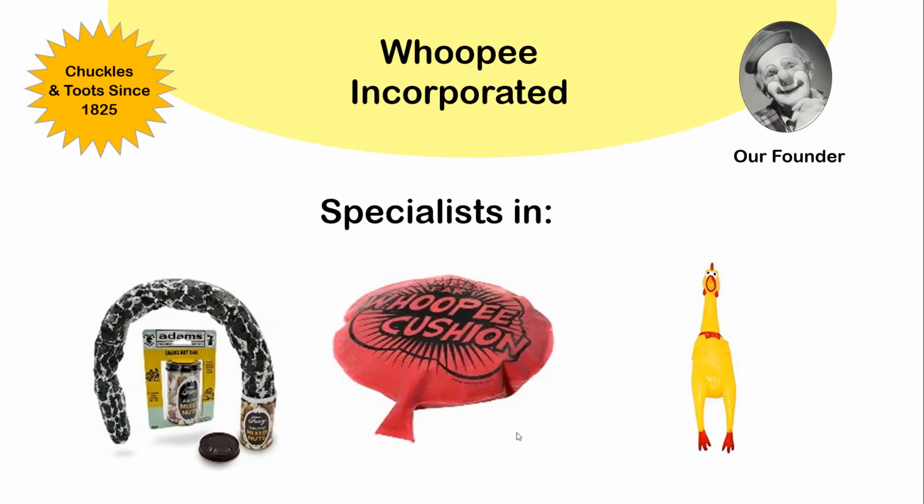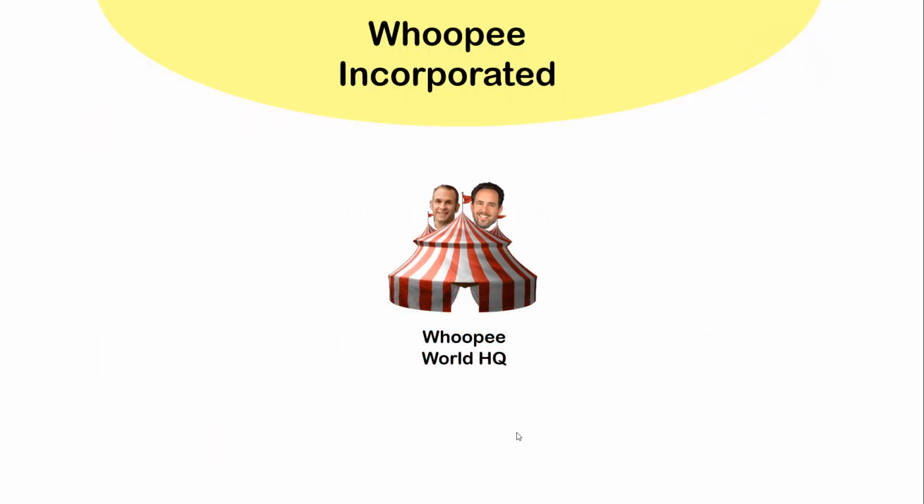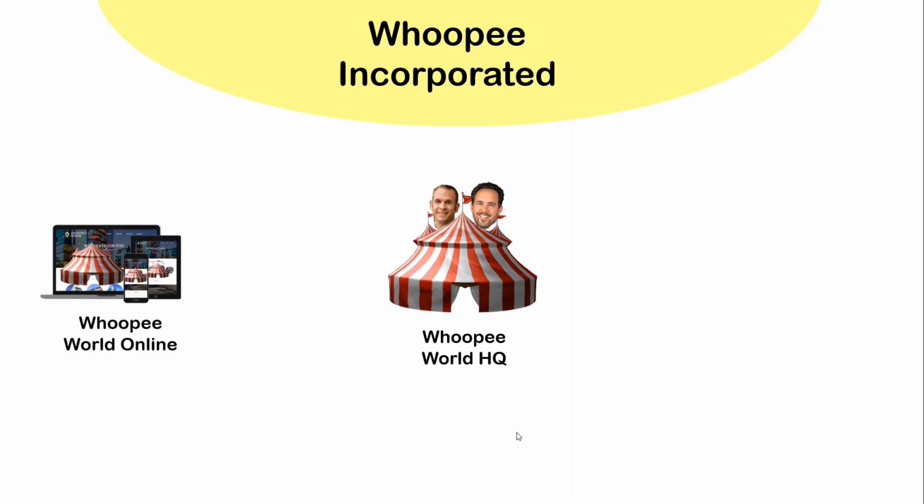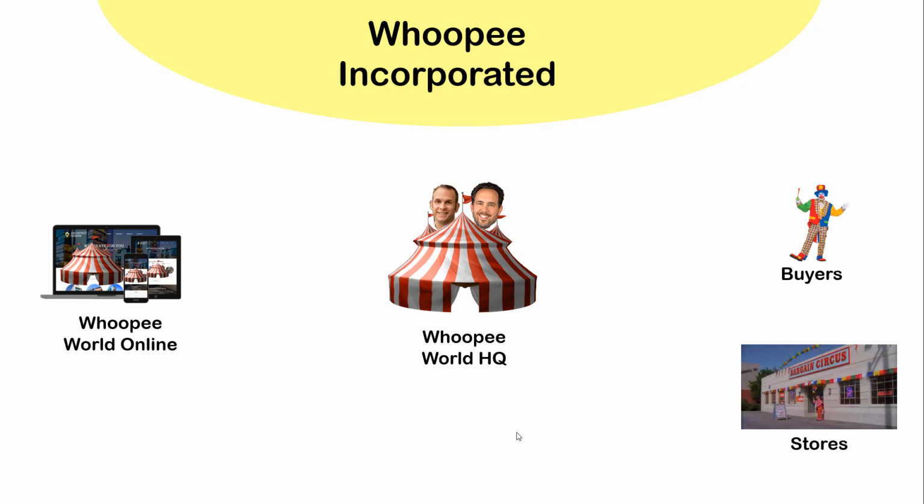That may seem weird, and let's be honest, it is, until you realize that we decided that for our business scenario, we were going to be Whoopee Incorporated, specialists in snakes in a can, whoopee cushions, and rubber chickens. So Rick and I work at Whoopee World headquarters, and our business has an online presence, of course, for our global orders, as well as local buyers that we work with and stores in the company that own those stores. So we decided to implement AI and AI Builder in this way.